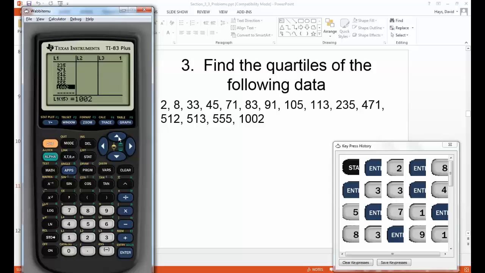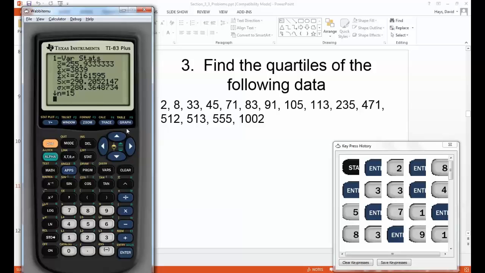Okay, let me do an up arrow and double check everything. Not very good at typing in numbers or basic math. 91, 83, 71, 45, 33, 8, and 2. Okay, so I'll exit out, do a second mode. We'll do stat, right arrow to calc, choose one of our stats, and we'll press enter on it.